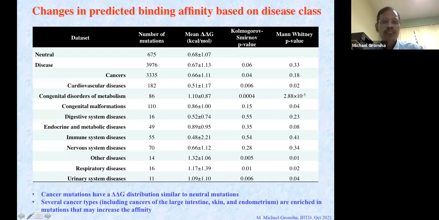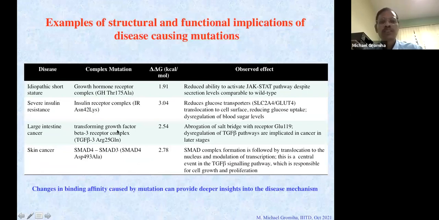Then we did the analysis for specific examples. Various diseases we analyzed, and this is the change in binding affinity, and this affects the activity, and hence you can see the disease.